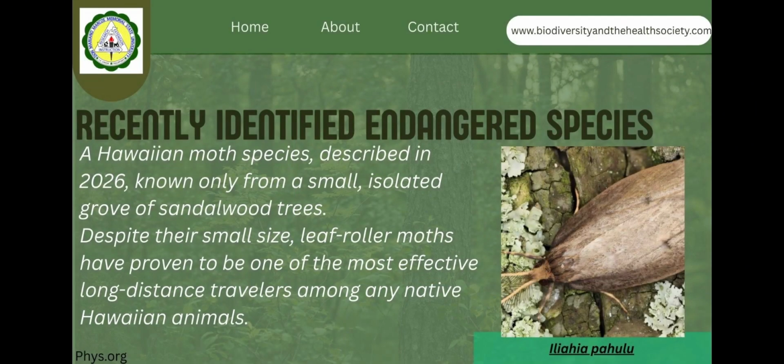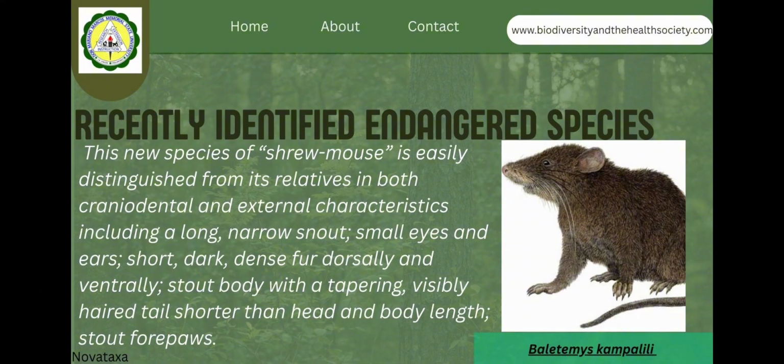A Hawaiian moth species described in 2026, known only from a small isolated grove of sandalwood trees. Despite their small size, leaf roller moths have proven to be one of the most effective long-distance travelers among any native Hawaiian animals. Next is Balithemis campalidi.